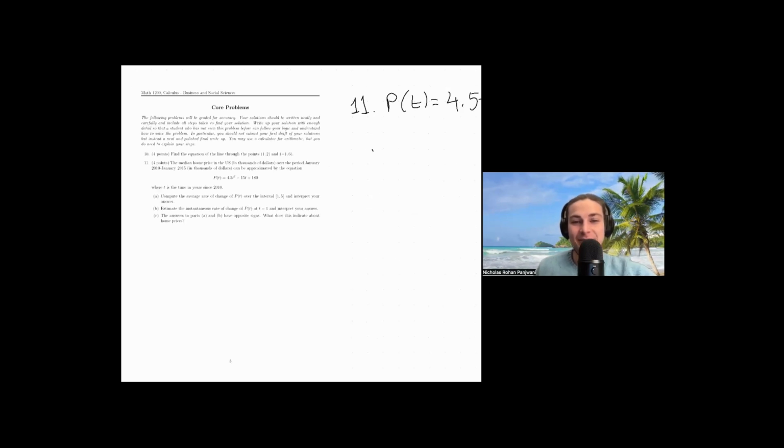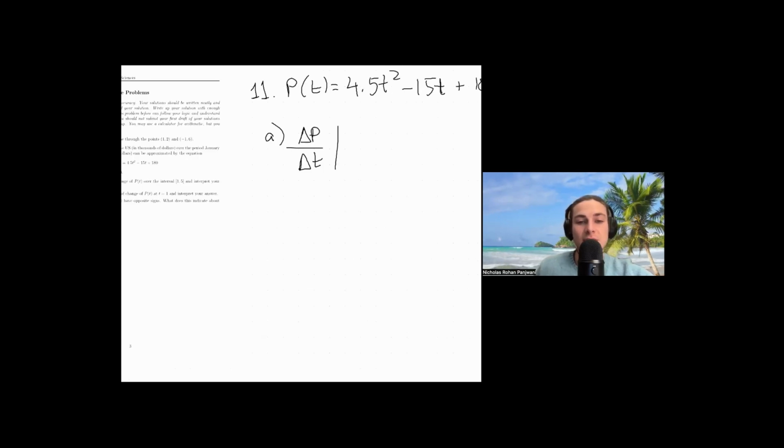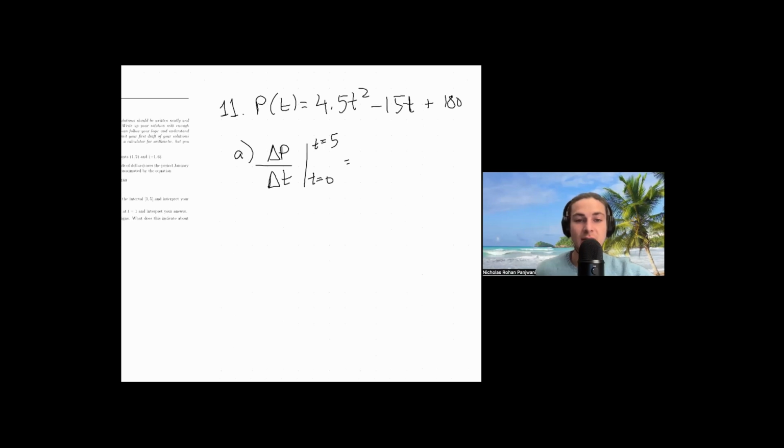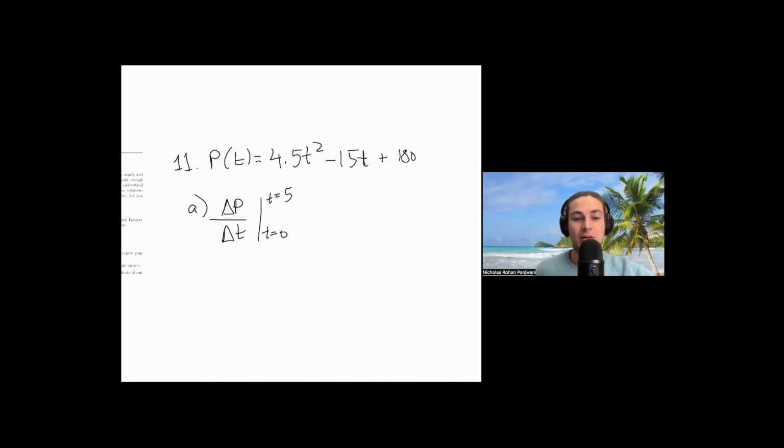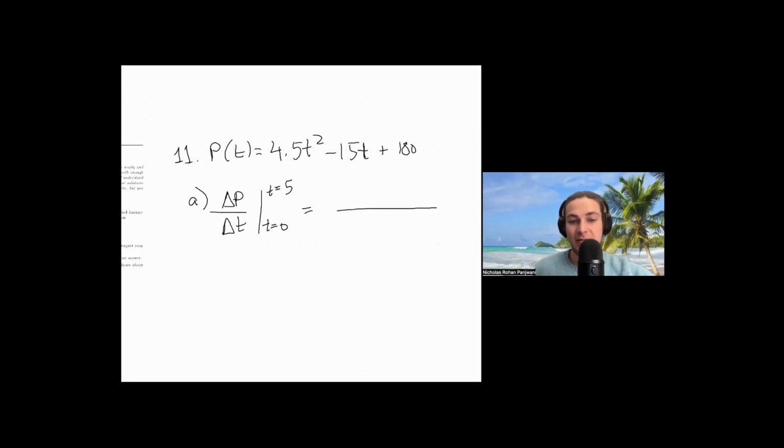Okay, so average rate of change, delta P over delta T, from T equals 0 to T equals 5. I'm going to show you another way to do this, where you have the bottom limit and the top limit. So that's what we want to calculate. We need to find P of 0 and P of 5 naturally. We can do the delta T on the bottom, so 5 minus 0.